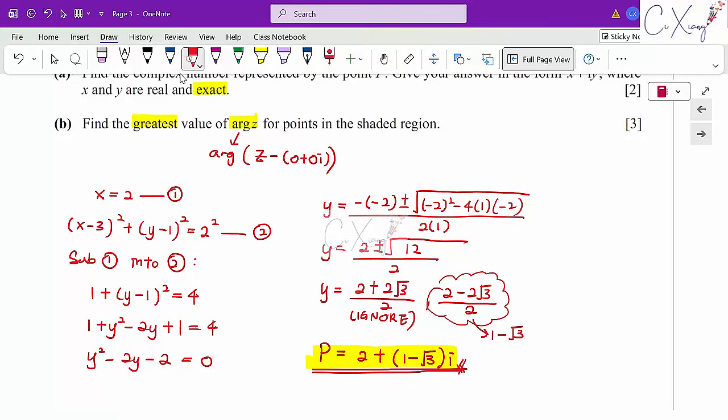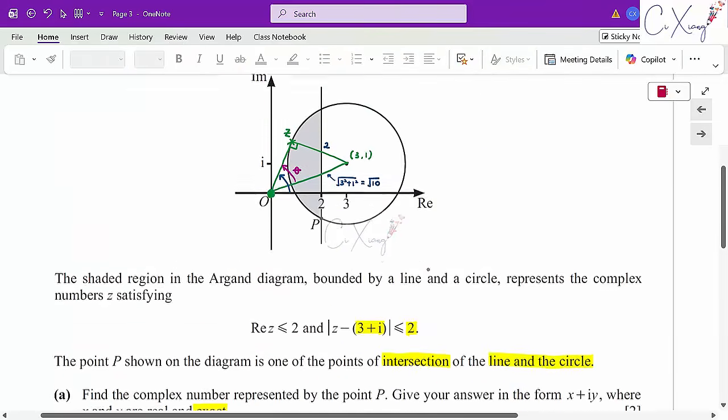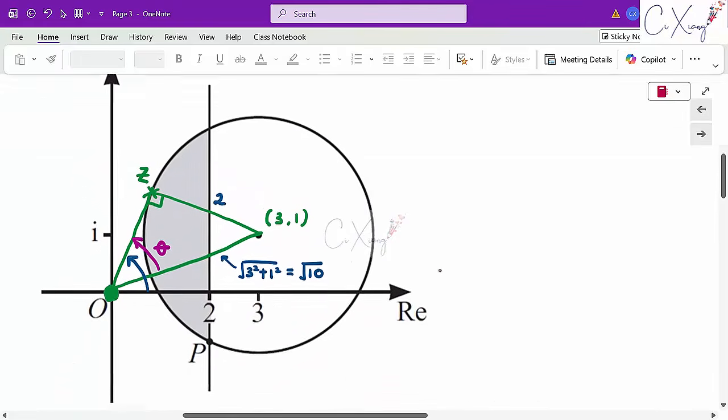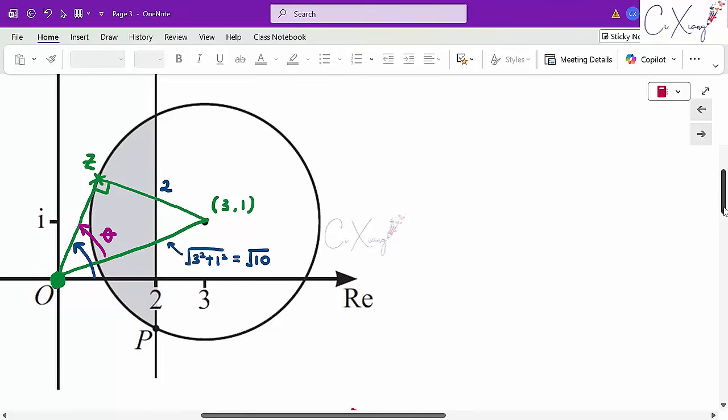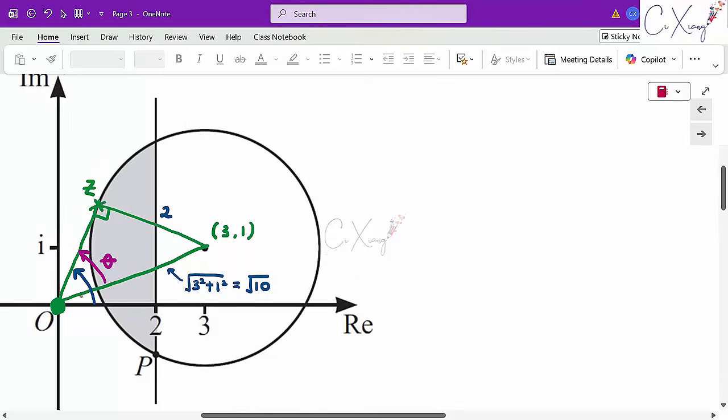Okay, so this is the answer for part A. Just to recall back first, this is the part A. And now for part B, I want to show it by using the diagram. Like what I told you just now, the blue color angle is the greatest argument of Z.